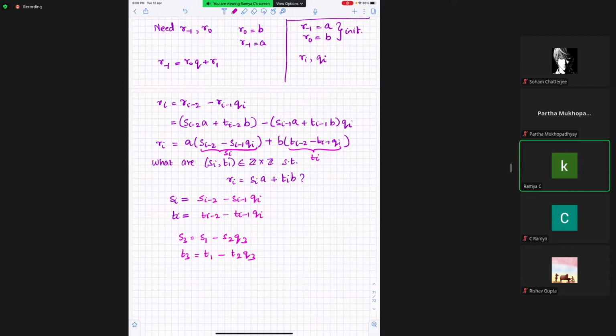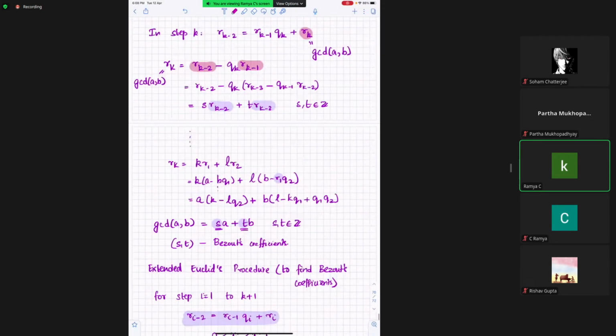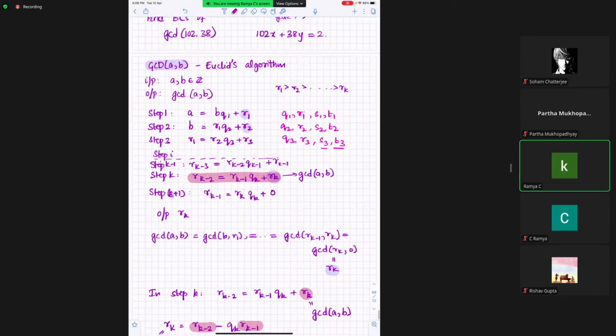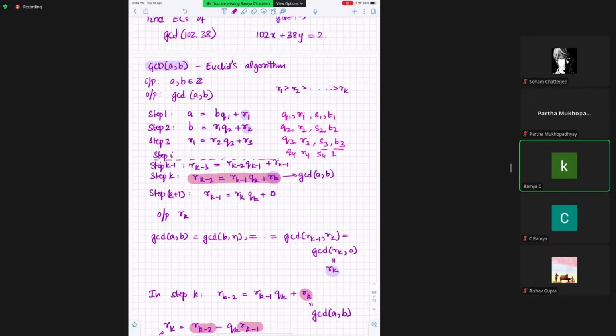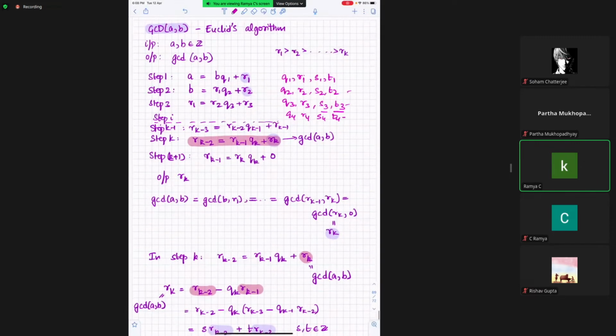Store these in a table. So S3, T3 is done. Next step, Q4, R4, S4, T4. You can obtain this from the previous two entries. Keep doing this and store these things in a table. In the end, look at the last entry of the table, SK, and output that.